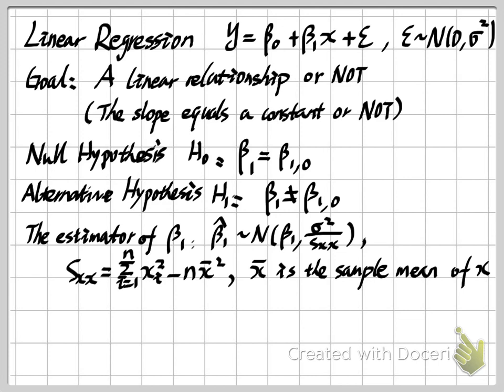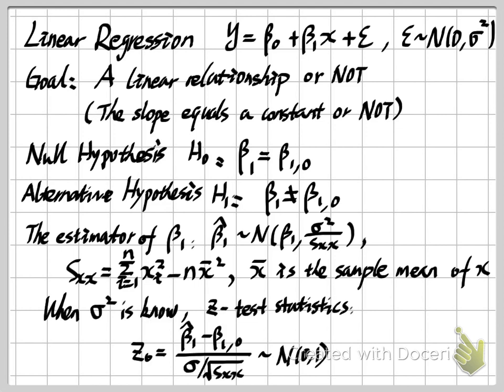So what we can do here, when we don't know the true value of our sigma, is use this equation: subtract the true value of our beta, and then divide by the standard deviation of this normal distribution. So in other words, let me write this down. We can construct our z-test statistic.